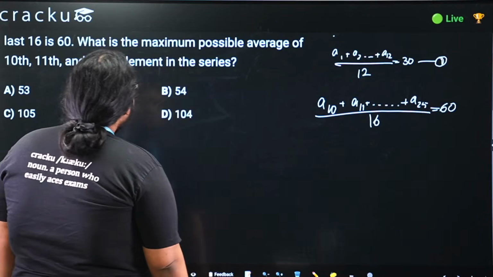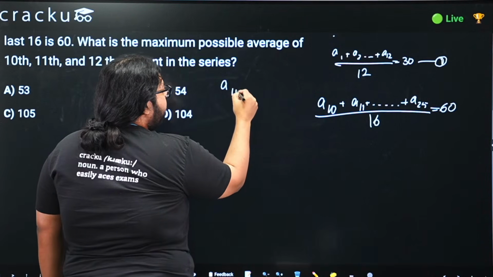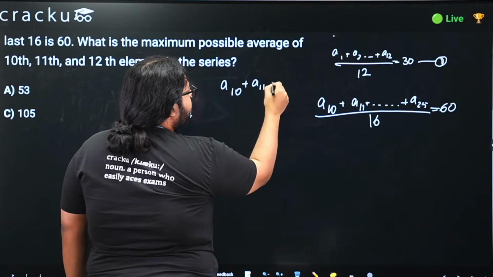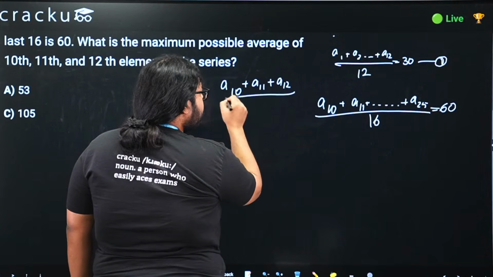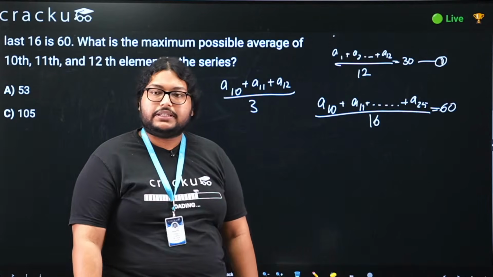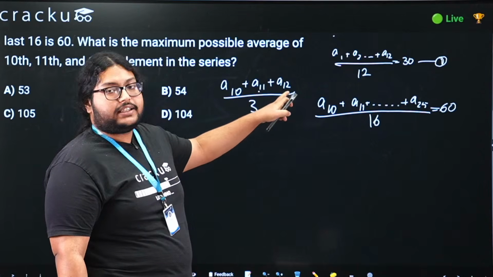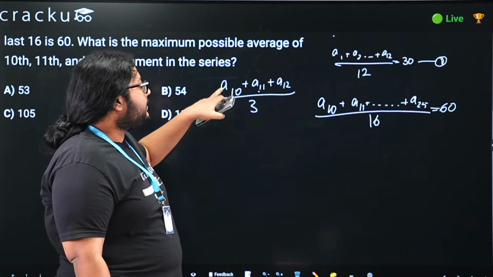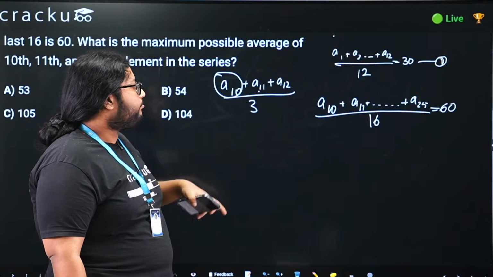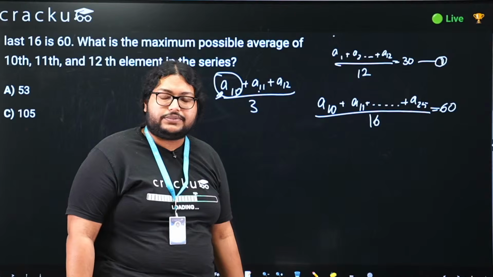What is the maximum possible average of the 10th, 11th and 12th? The maximum average of the 10th, 11th and 12th will obviously be when they are at their biggest. A10 has to be less than A11, and A11 has to be less than A12. So that tells me that we need to maximize the value of A10, because if I find the maximum of A10, I can basically figure out the others as well.